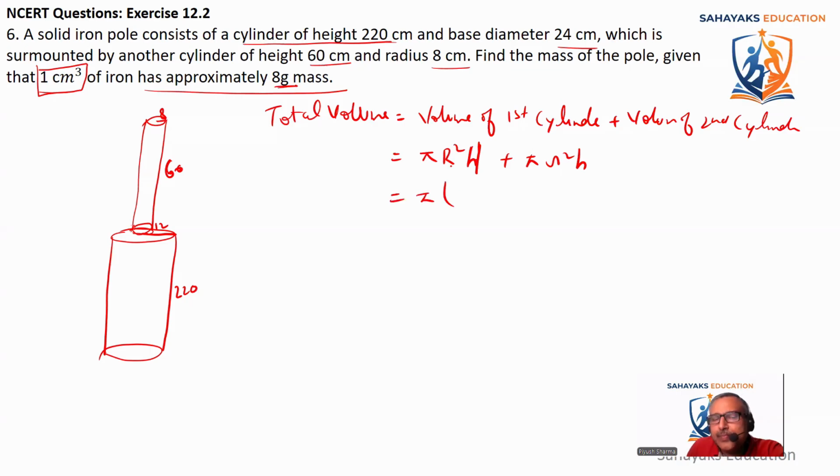Now I'll take pi common. R square h. What is the radius here? It is 12 into 12 into height. Height is 220 plus r square h here. So r is 8 into 8 into h. H is 60. So let's compute it. Pi as it is. We can take certain things common and compute it, and things will be easy, but let's compute directly. This is 12 into 12, 144, 144 into 220.